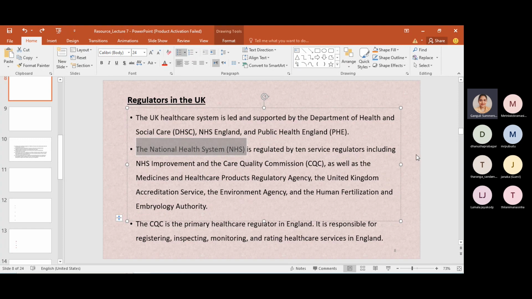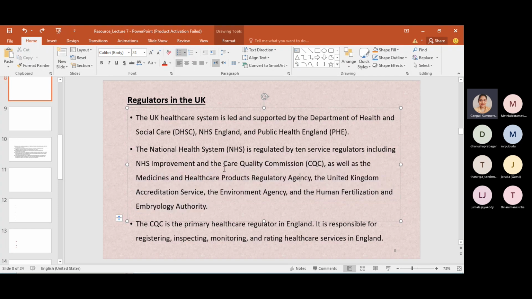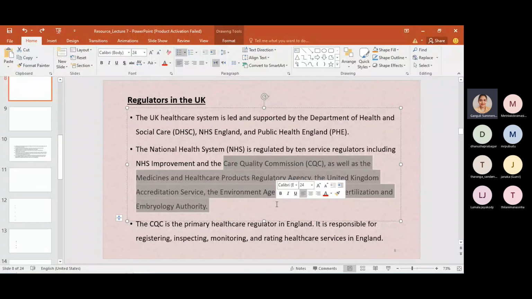Okay, so the NHS is regulated by 10 service regulators, and here are some of those 10 service regulators. You can't see the names of all the 10 service regulators here, but here you can see a few of them. CQC, Medicines and Healthcare Products Regulatory Agency, UK Accreditation Service, Environmental Agency, Embryology Authority. Okay, so these are some of the regulators who regulate the national health system.